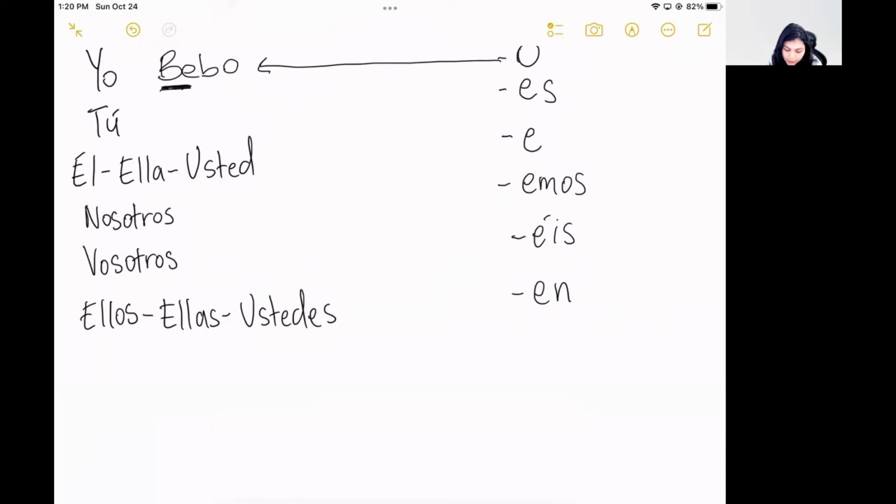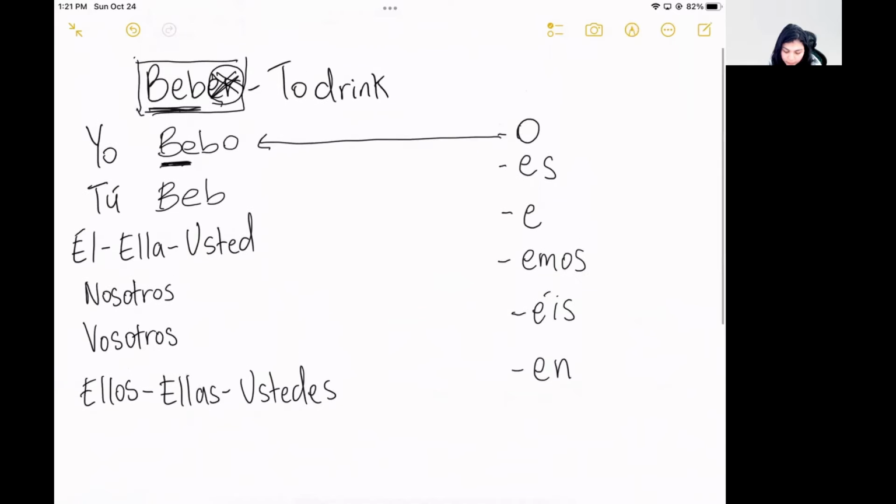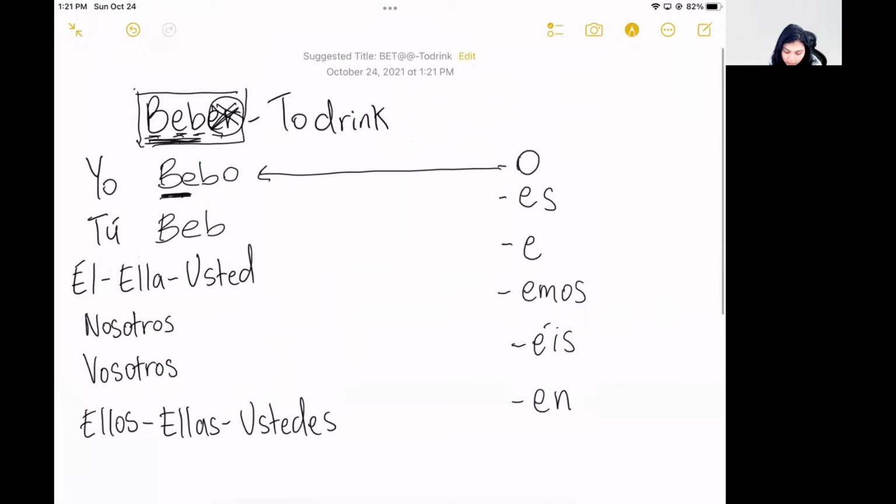Next, we're going to have you, tú. So we're going to do the same thing. We're going to have the root of the verb, B-E-B, beb, and we're going to bring over our ending, which is es, bebes. Again, I'm going to underline the emphasis, which is be, bebes. You drink, bebes. You can ask, do you drink water? Bebes agua?